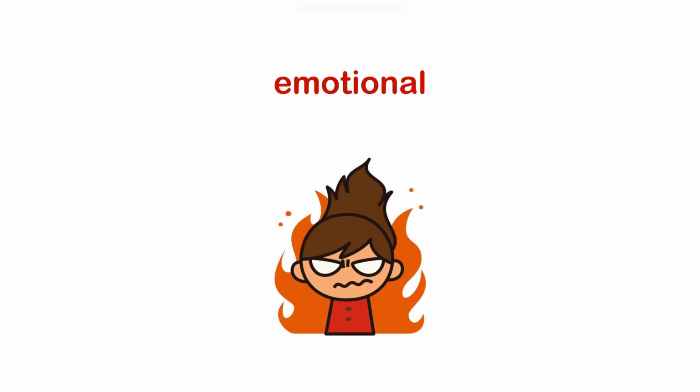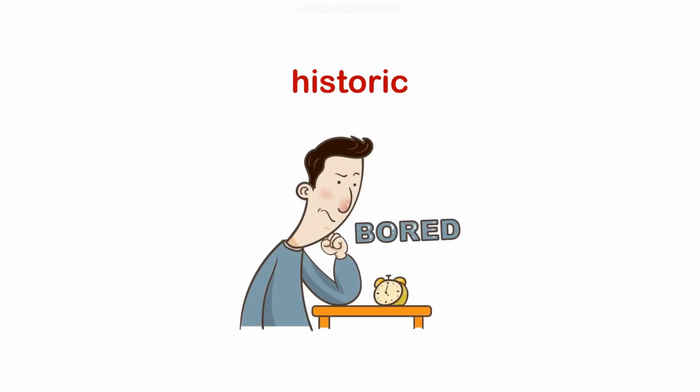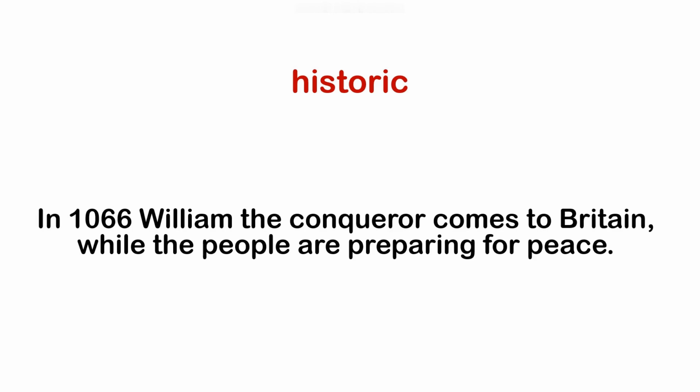And the last value on our list is called historic. Even though we talk about present, it is possible to narrate a past action using the present continuous tense. Of course, we can do that only to make the narration less boring. It does not have any other purpose than the stylistic one. In 1066, William the Conqueror comes to Britain, while the people are preparing for peace.